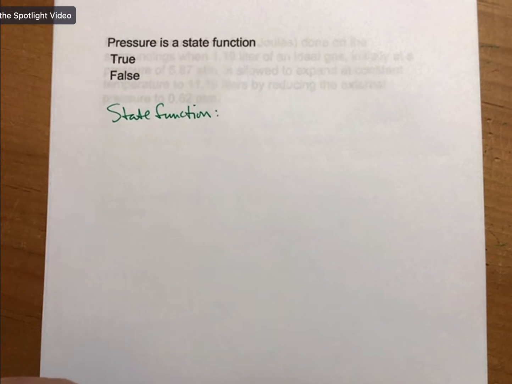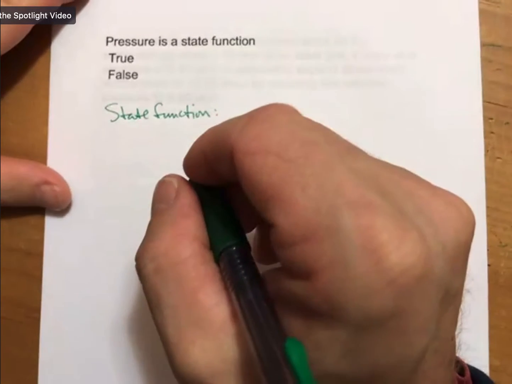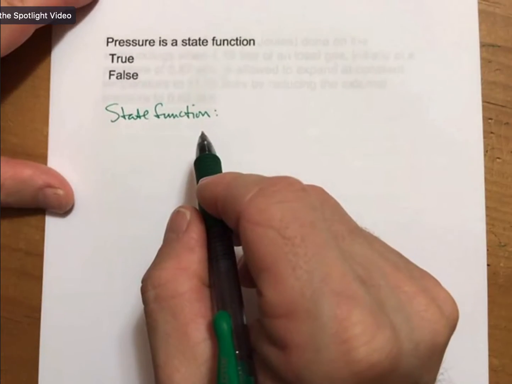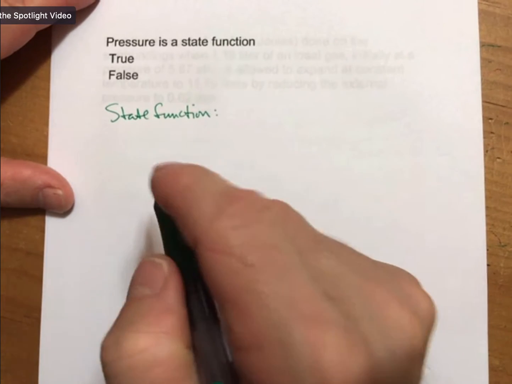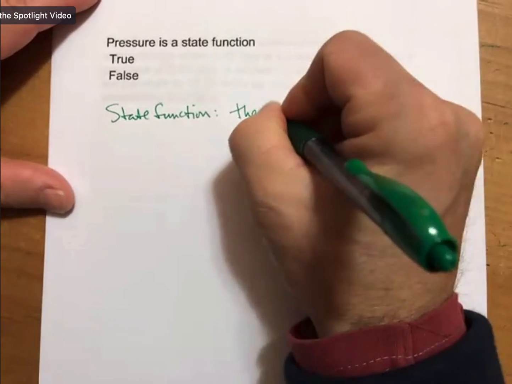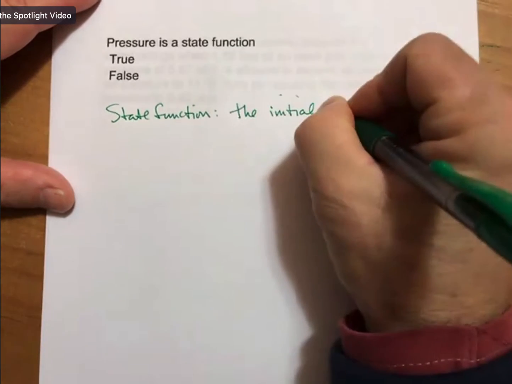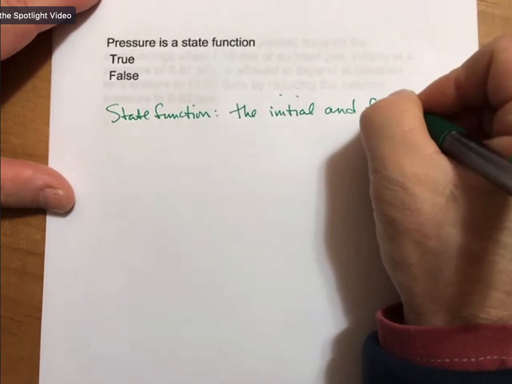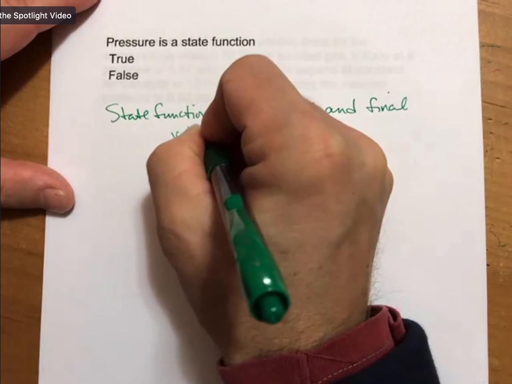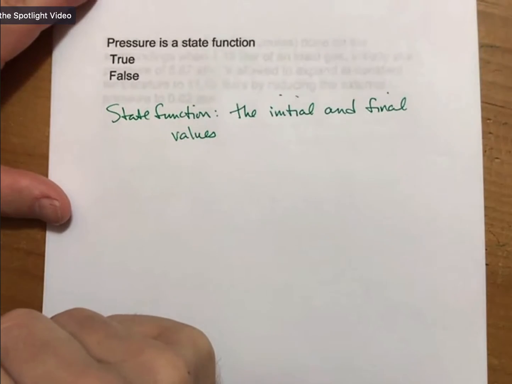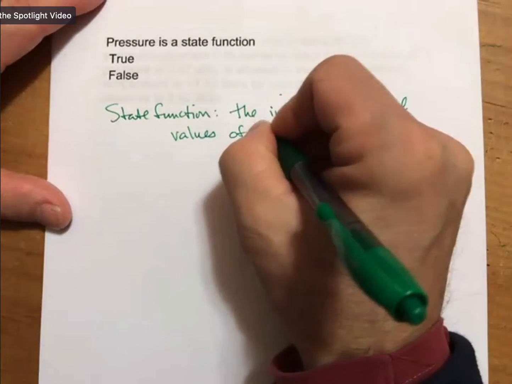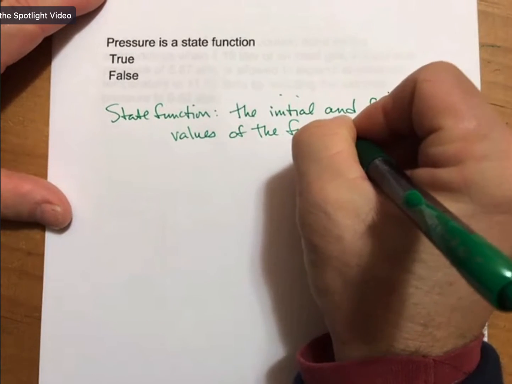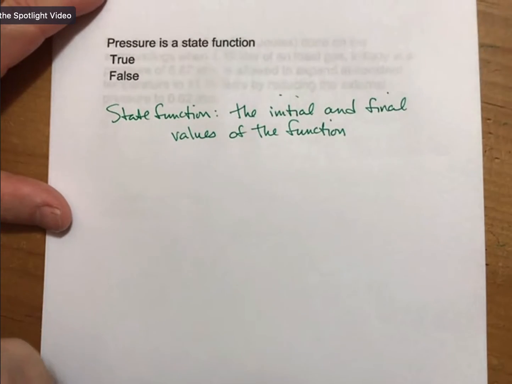So the path from initial to final states is... and I'm recording this too. So the initial and final values are independent of the path. The initial and final values of the function are independent of the path.